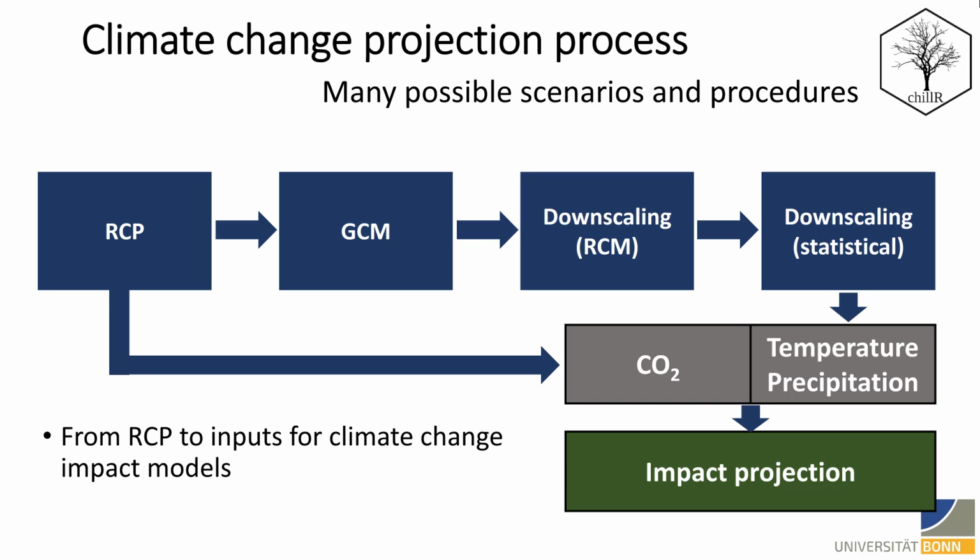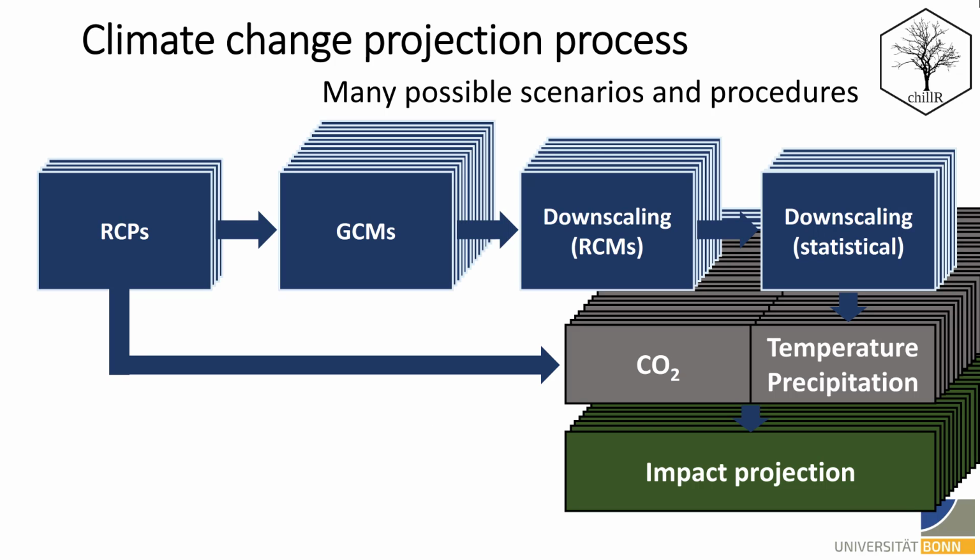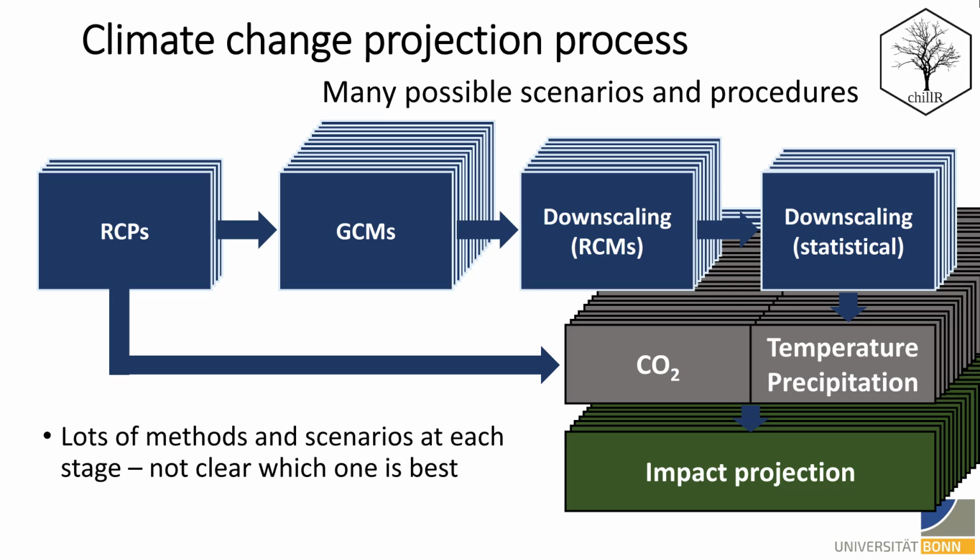Now, the problem, of course, is that we have many of these RCPs. We also have many of the GCMs and many downscaling mechanisms, many regional climate models even in some regions. We have different ways of statistical downscaling even. So in the end, there's quite a few ways of doing this. So we could be doing this in many different ways. Now you see all the options we have here, and in the end we actually end up with lots of different impact projections that are derived from these different combinations of all the different steps in this process here.